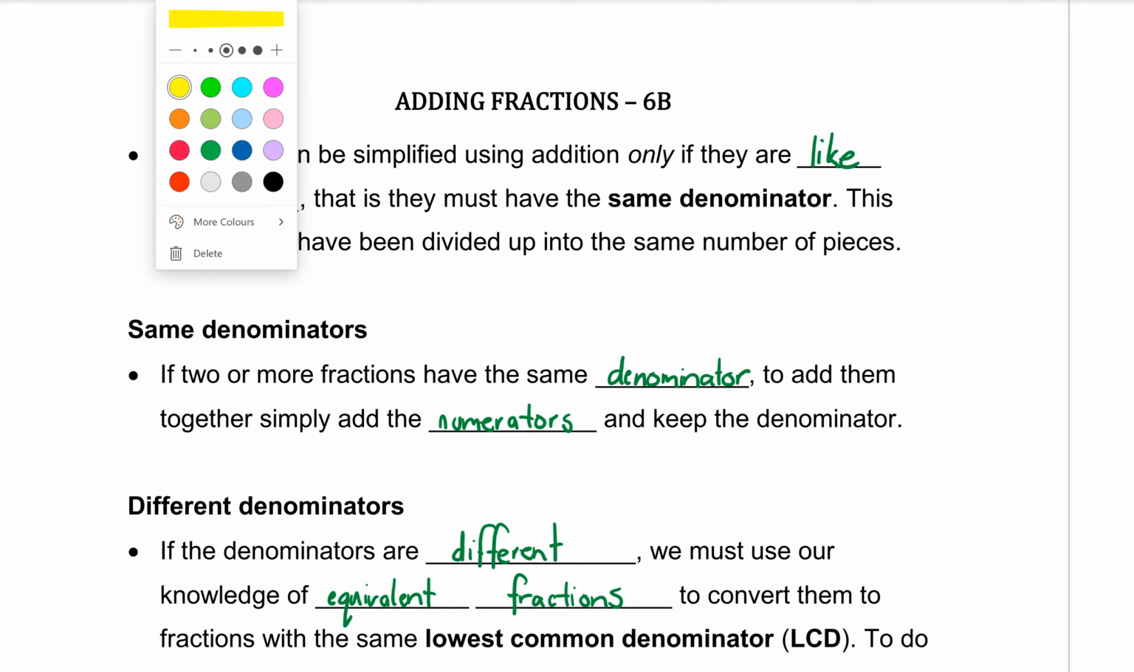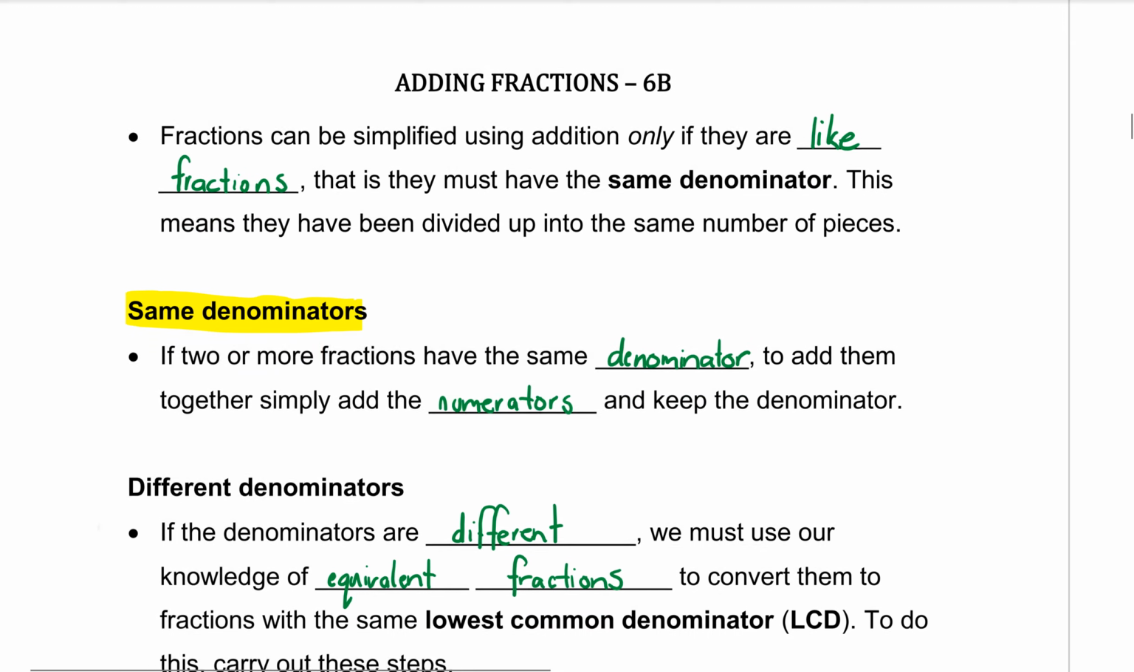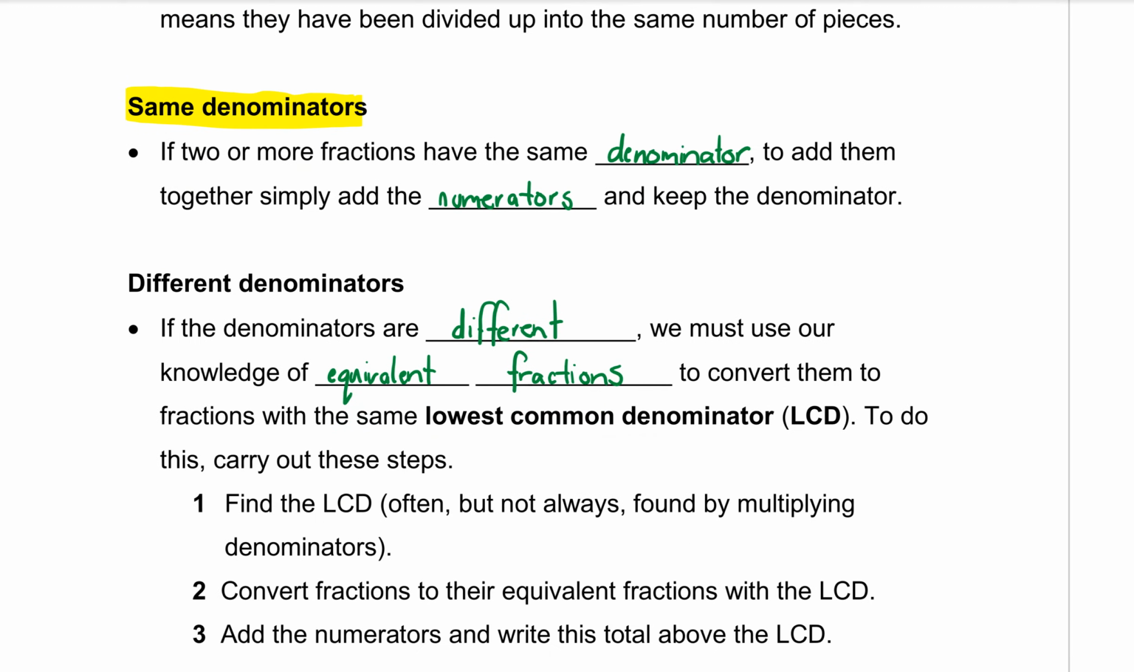Now, same denominator. If two or more fractions have the same denominator, to add them together, simply add the numerators and keep the denominator the same. If, however, we have different denominators, then we must use our knowledge of equivalent fractions to convert them to fractions with the same lowest common denominator.